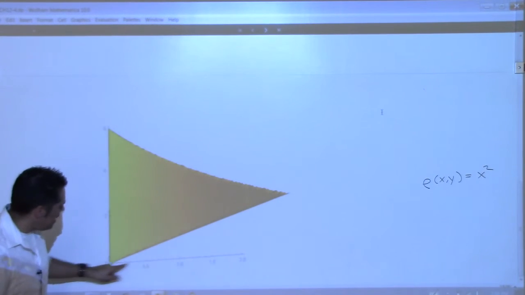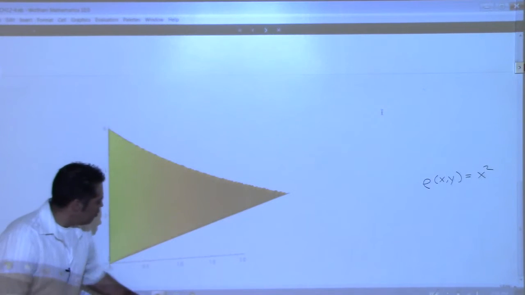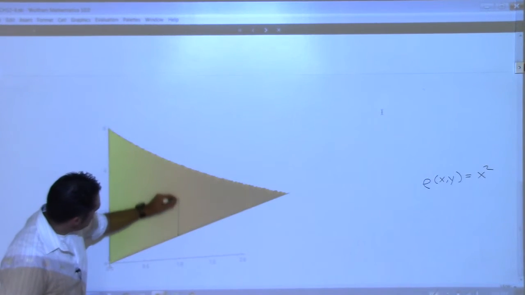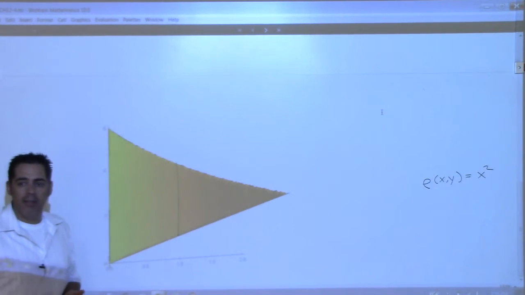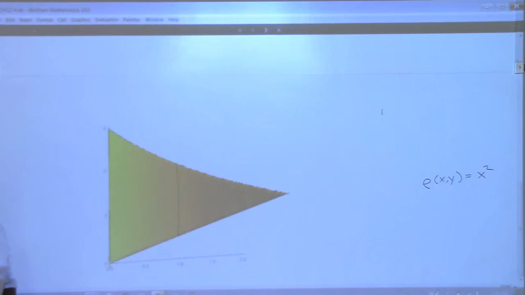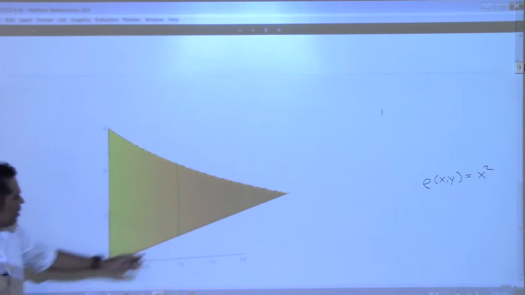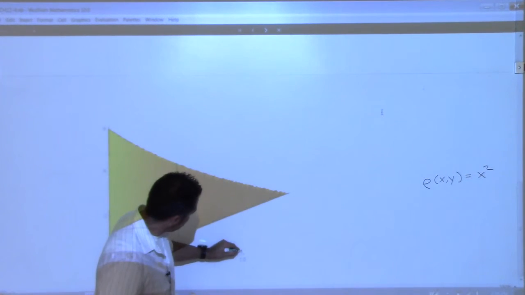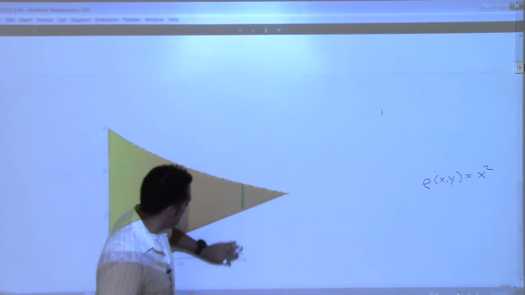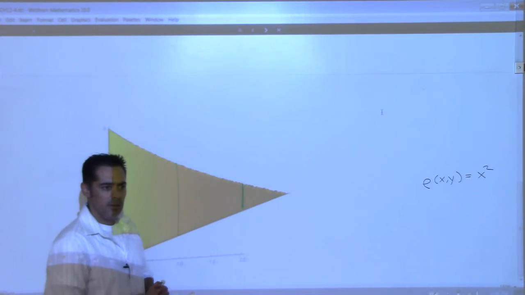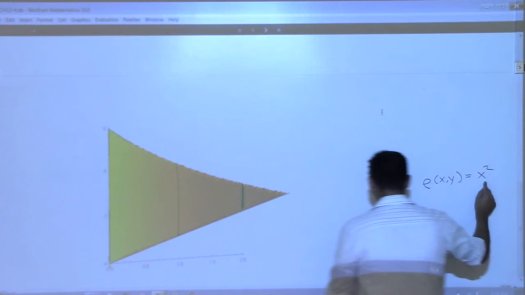So if I go, let's say, to 1 on x, any point on that line is going to have the same density, right? Every point there is going to have the same density. It's going to be 1. And if I go out to 2, anything on that line is going to have the same density, which would be 4, wouldn't it? Because that's just 2 squared.